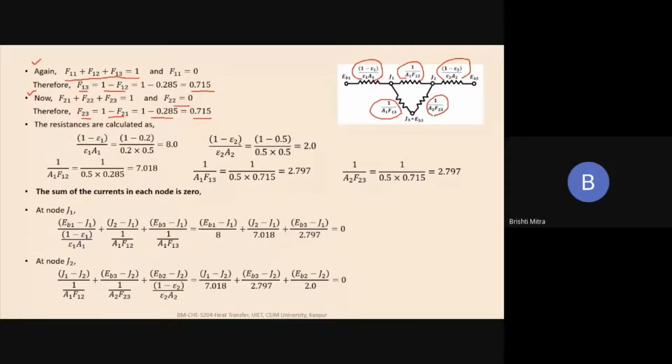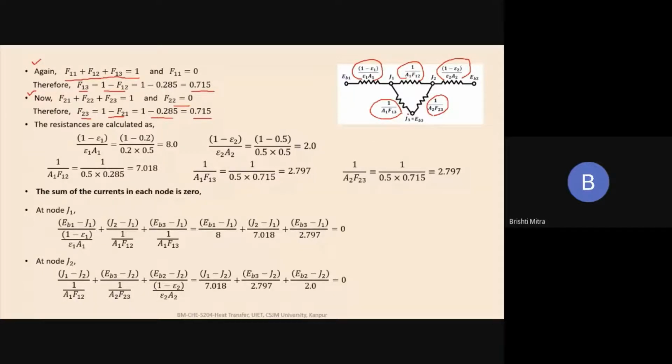1 minus epsilon 2 by epsilon 2 A2 is equal to 2. And 1 by A1 F12, you know the values of F12, we found out that this is 7.018. And 1 by A1 F13 is 2.797. 1 by A2 F23 is also 2.797. So 1 by F13 is this one, and 1 by F23 is this one, A2 F23 is this one. So these two have identical values.